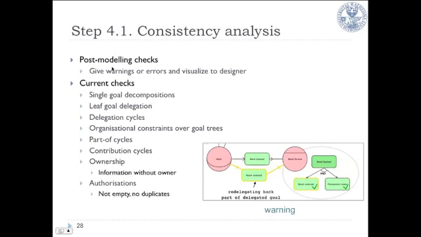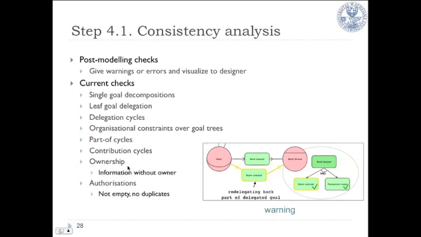And we have a number of checks that we perform, such as single goal decompositions. We support goal decompositions of a goal, refining it into at least 2 sub-goals, so a single goal decomposition would be an error. Leaf goal delegation checks that the designer has actually delegated a leaf goal. As I explained in the beginning while talking about goal decomposition, we do not allow delegating, for instance, hotel book, but we allow only delegation of leaf goals. And so on, we have a number of checks.